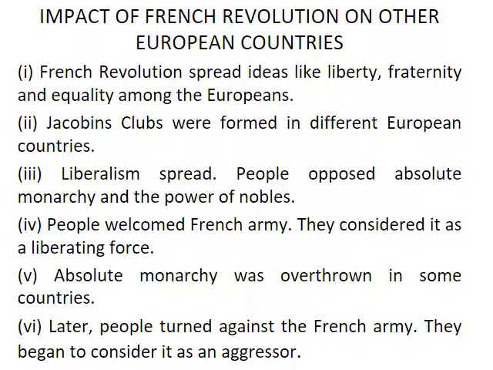The impact of the French Revolution on other European countries. The French Revolution spread ideas like liberty, fraternity, and equality among the Europeans. Jacobin clubs were formed in different European countries. Liberalism spread, people opposed absolute monarchy and the power of nobles. People welcomed the French army, they considered it a liberating force. Absolute monarchy was overthrown in some countries. Later people turned against the French army, they began to consider it an aggressor.